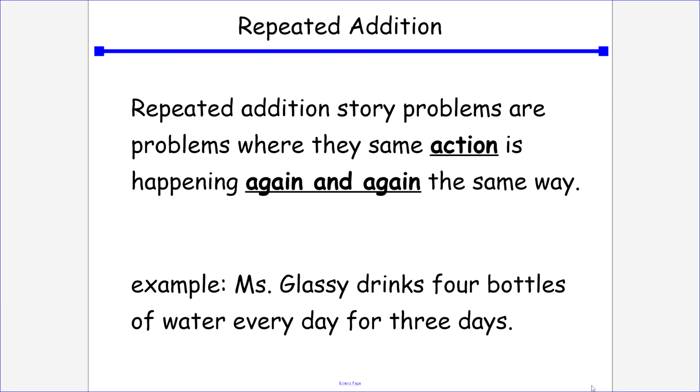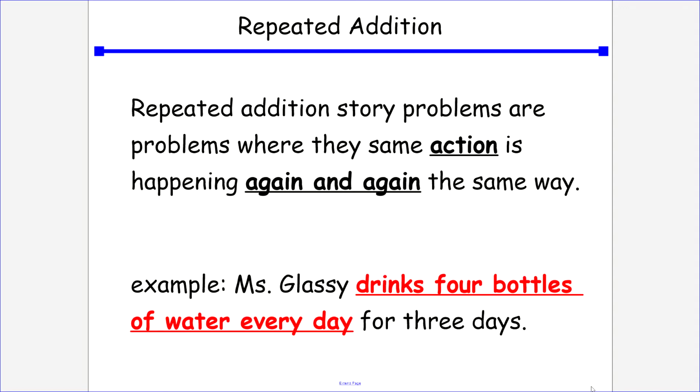A repeated addition story problem is a problem where the same action happens again and again the same way. For example, Miss Glassy drinks 4 bottles of water every day for 3 days. Repeated addition story problems, like we said, have the same action happening again and again the same way. In this example problem, drinking 4 bottles of water every day is the action that's happening again and again the same way. The action is drinking water, and it's happening the same way, 4 bottles each day.